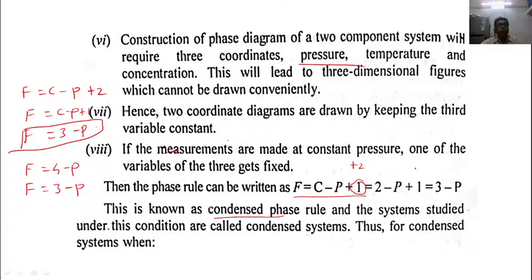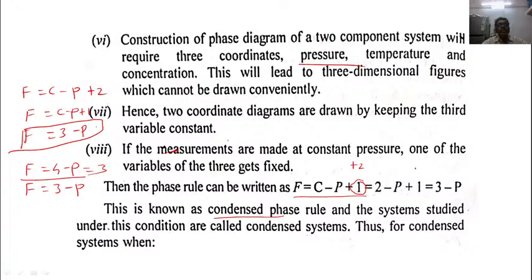So for a two component system, we cannot use this phase rule now, F is equal to 4 minus P, because there are certain difficulties that are known to us, particularly when there is only one phase. So F is equal to 4 minus 1, F is equal to 3 now here. 3 degrees of freedom. So 3 variables we have to apply: pressure, temperature and concentration. But we cannot draw the diagram with the help of 3 variables. That is a 3-dimensional diagram.